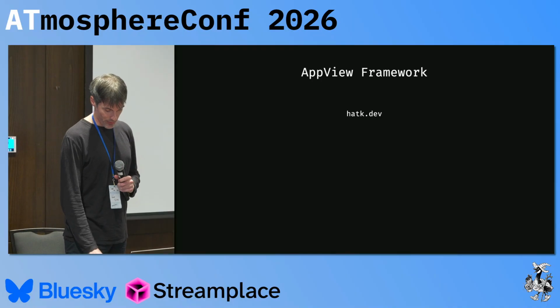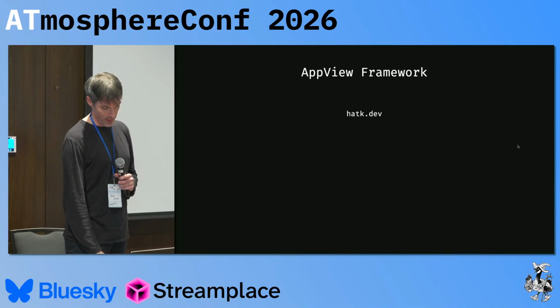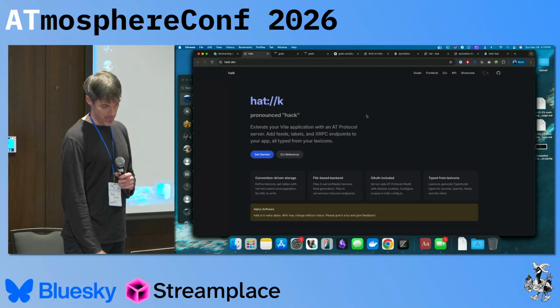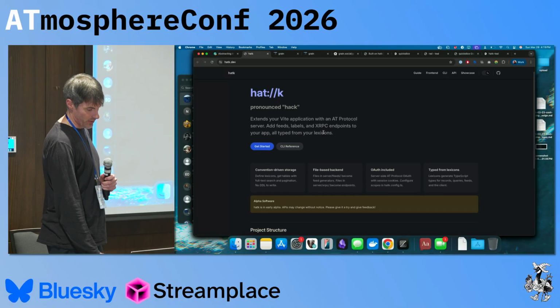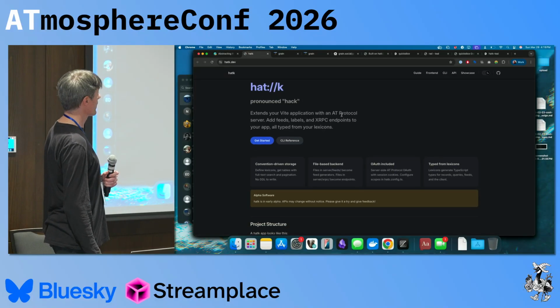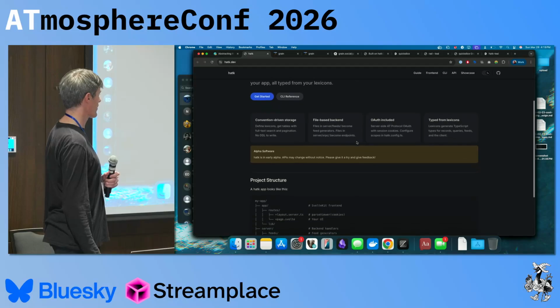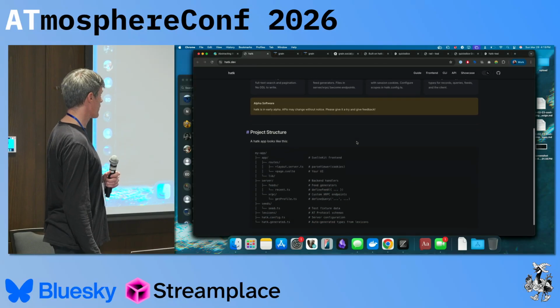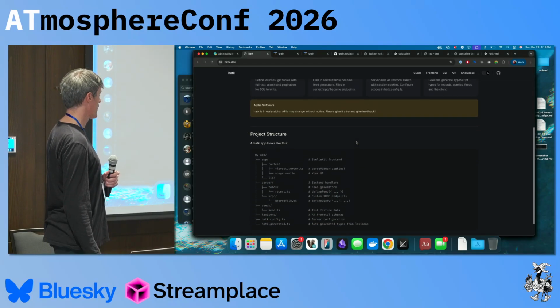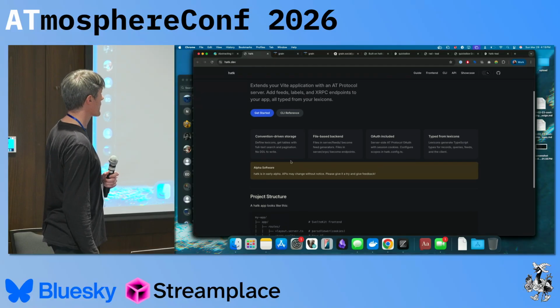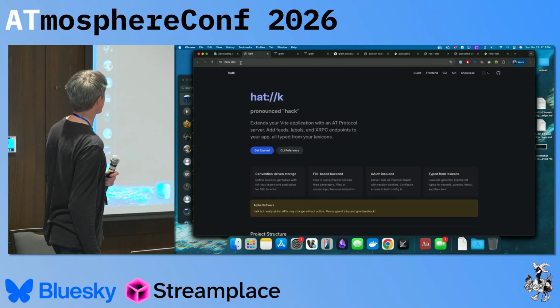So I've been playing around with the newer ideas in this framework I call Hack. It's sort of like a convention over configuration, although there's still some configuration. A framework for building an AppView. You can attach this AppView server to a Svelte app. You can check it out at hack.dev. It's pretty early alpha, just playing around with some ideas.